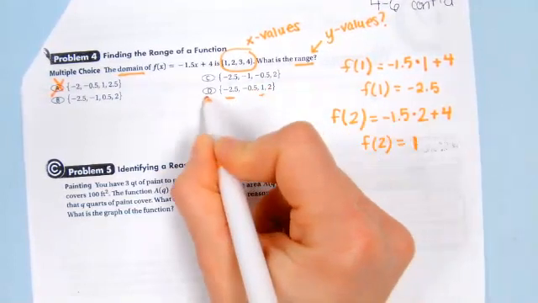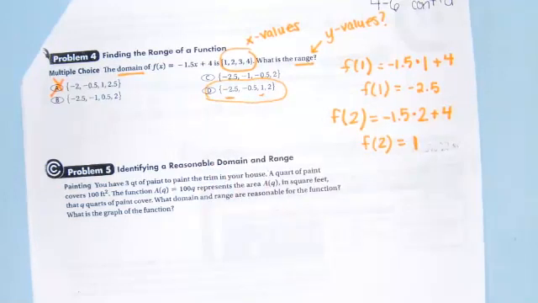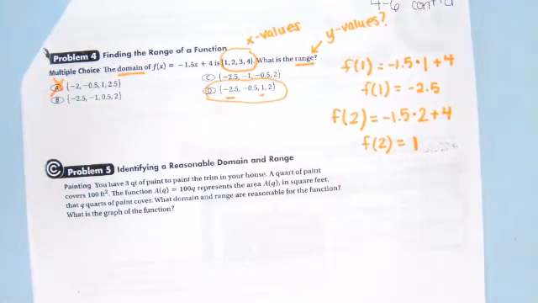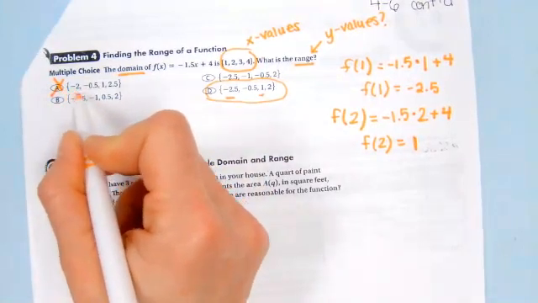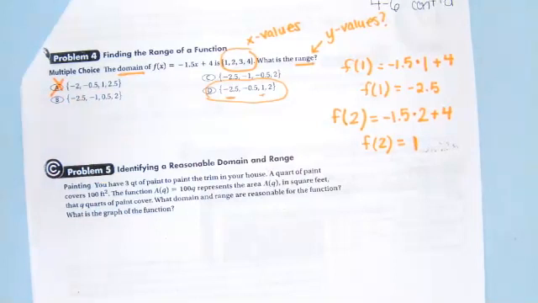Nope, it's got to be D, right? Because C doesn't have a positive 1 in it. Does B have a positive 1 in it? No, it doesn't. And the problem with A is that it doesn't have a negative 2.5, right? And so we can check the rest of them, but we don't have to. Makes sense? Okay, let's go.